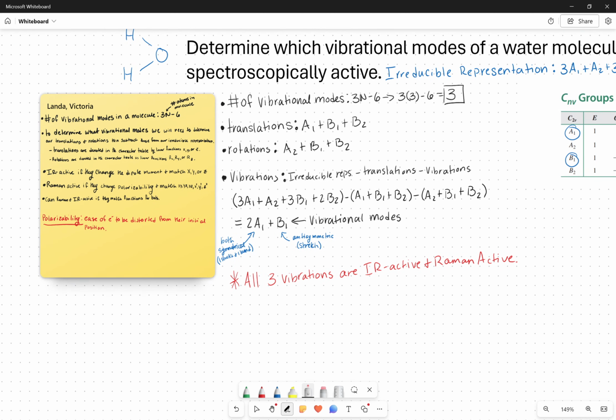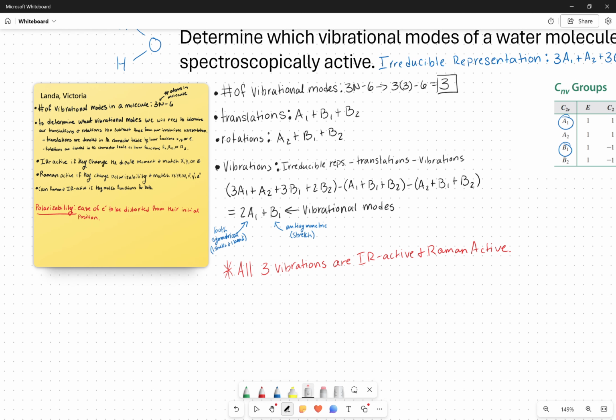So one thing to consider is symmetry aspects, and for both of our A1 modes, we know that they are symmetric, and one will represent a stretch while the other represents a bend. And these are symmetric because they don't change the symmetry of the molecule. On the other hand, our B1 mode does change the symmetry of the molecule, making it antisymmetric. And it represents a stretch.